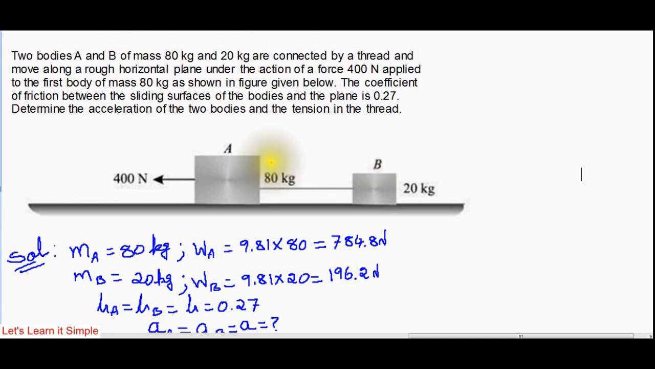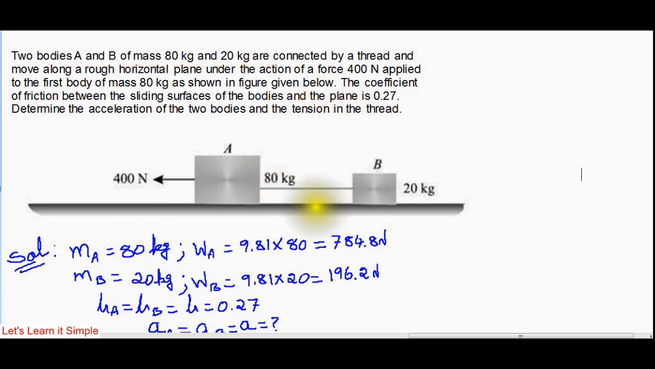Now let us look at the data. There are two masses A and B of 80 and 20 kg, but these two are tied together with the help of a thread or a wire. Now a force of 400 Newton is applied towards the left, which means the mass A and B will move in unison. So this is what is called connected bodies. Mass A and B will move in unison.